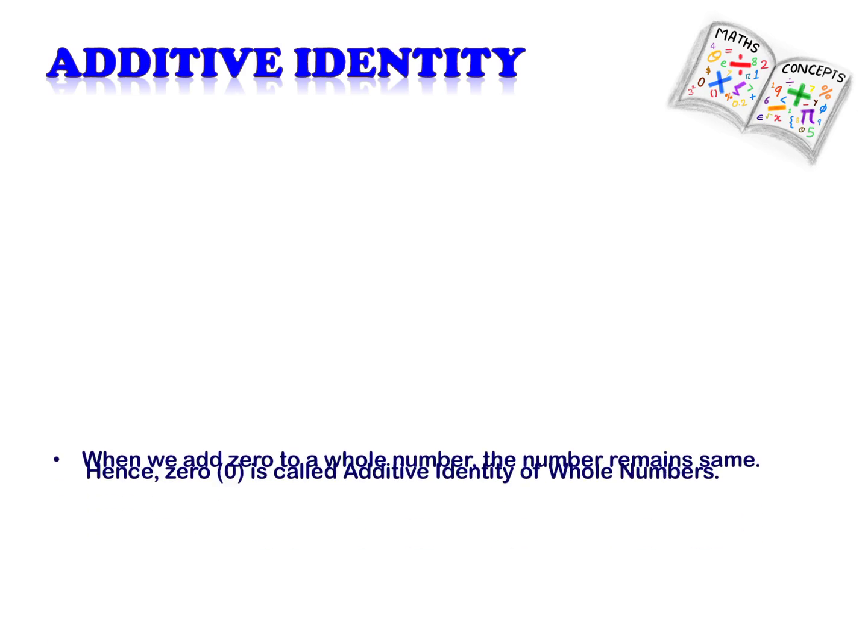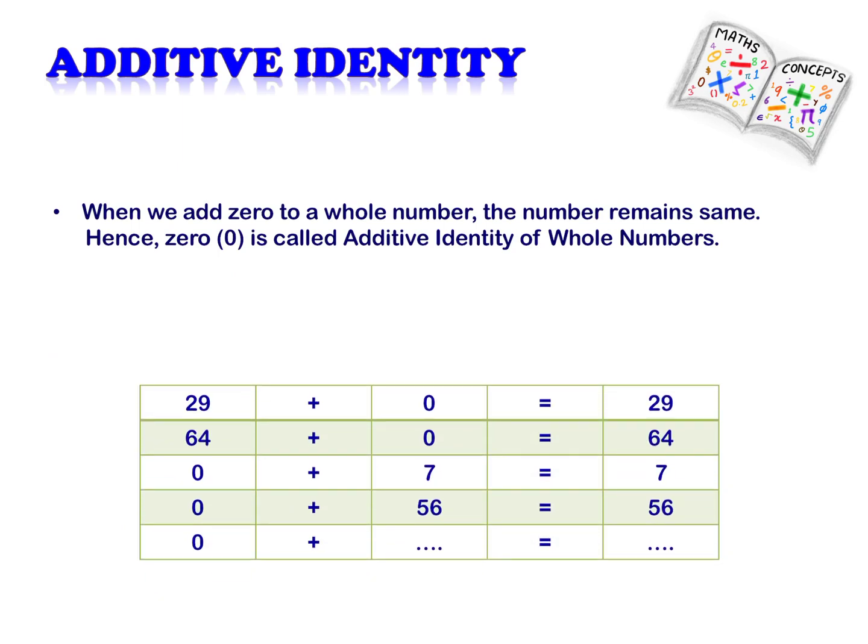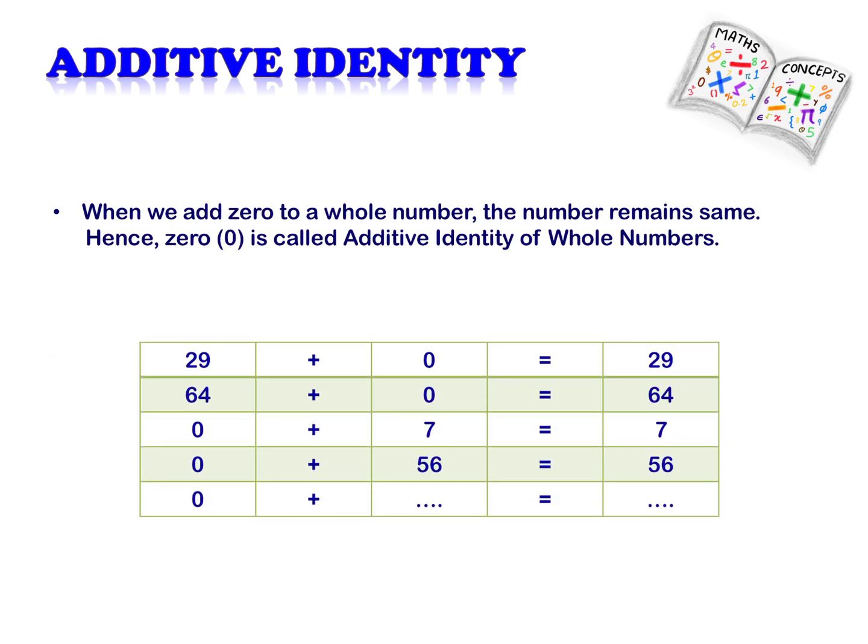Now let's see what is additive identity of whole numbers. When we add 0 to any whole number, we always get that whole number as answer, right? So hence 0 is called additive identity of whole numbers. Examples are given. 29 plus 0 is 29, 64 plus 0 is 64, 0 plus 7 is 7, 0 plus 56 is 56, which means 0 plus any whole number is same as that whole number. Answer is same as whole number.